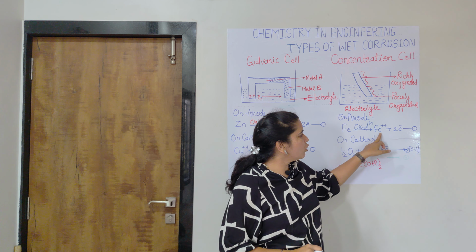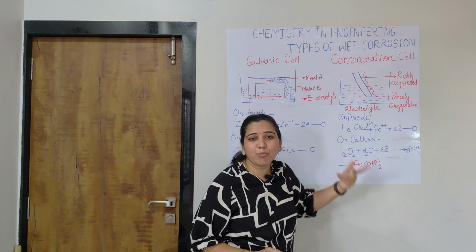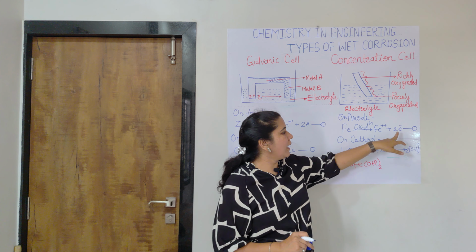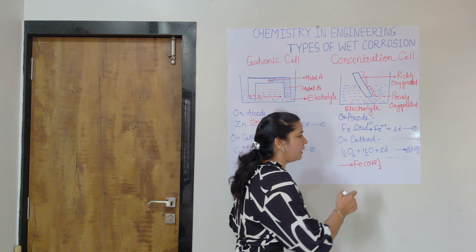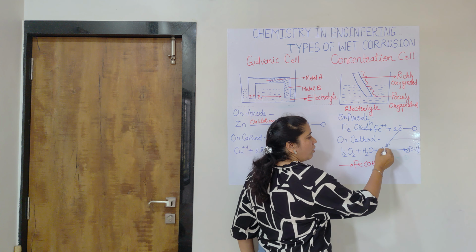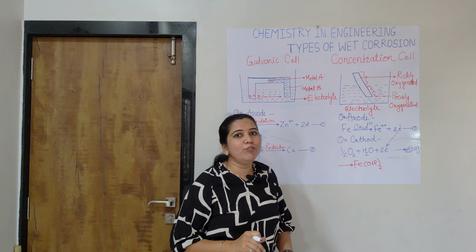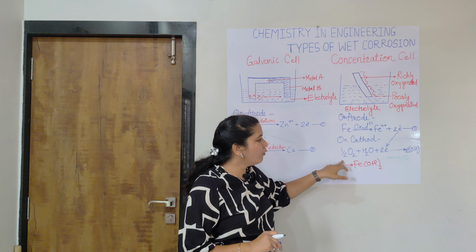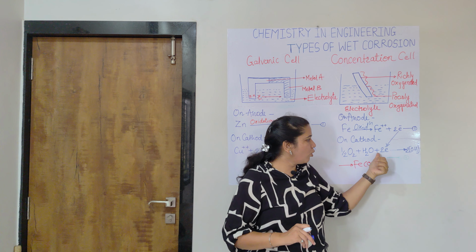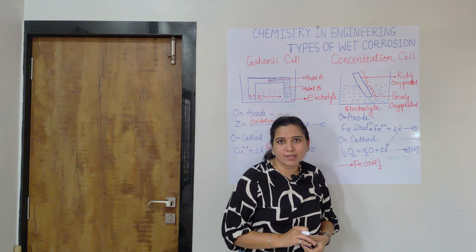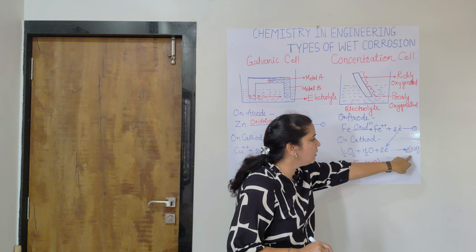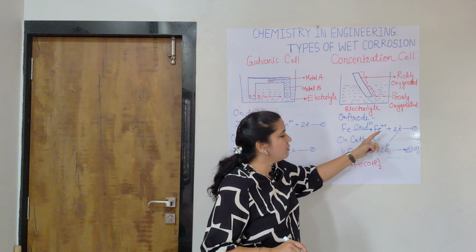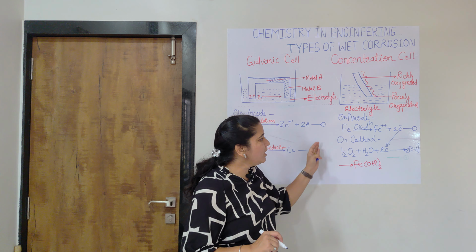So there is a formation of Fe dipositive ion, which is a product of oxidation, and those electrons which are produced are accepted by this oxygen or this particular water molecule which is there as an electrolyte. So water molecule and half of oxygen will accept these electrons to form twice OH negative ions.